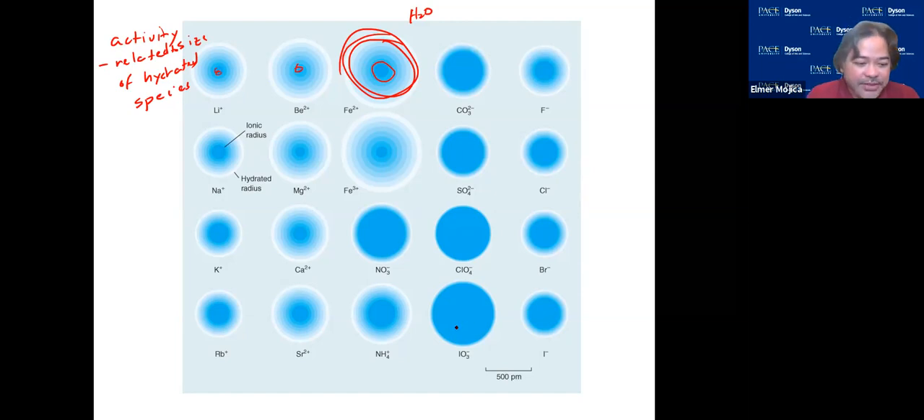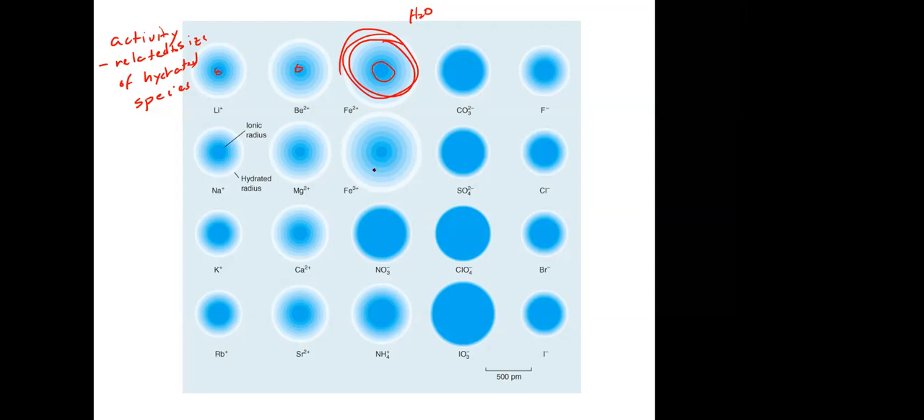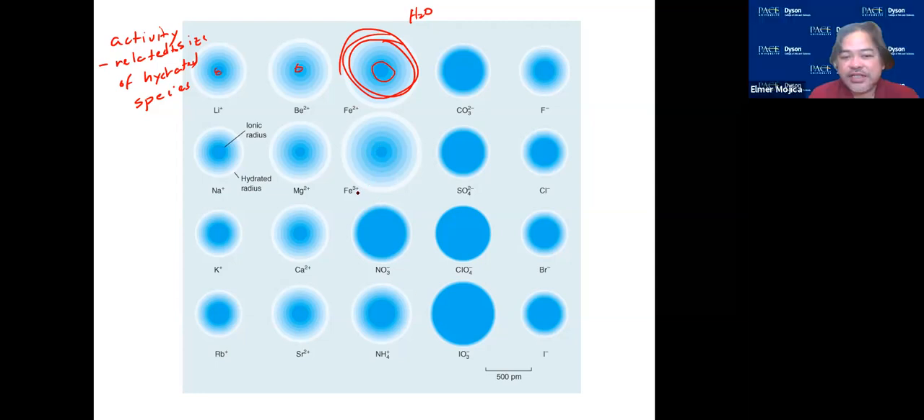And see what happened if it is what? More highly charged ion, like a 3 plus. It's a little bit bigger than the Fe2 plus. Okay? So the smaller ions bind more water and behave as larger species in solution.